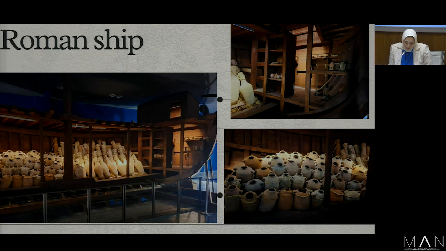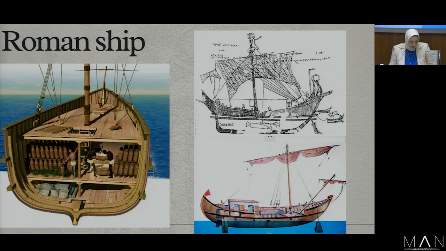Displaying this simulation of the ship in the new scenario was to complete the theme of trading on the second floor. We are displaying first the agora, and then the ship, and then the coins, to complete the idea of trading in the past. Then this is how it looked, the Roman ship, how they stored the amphorae. This is another example.